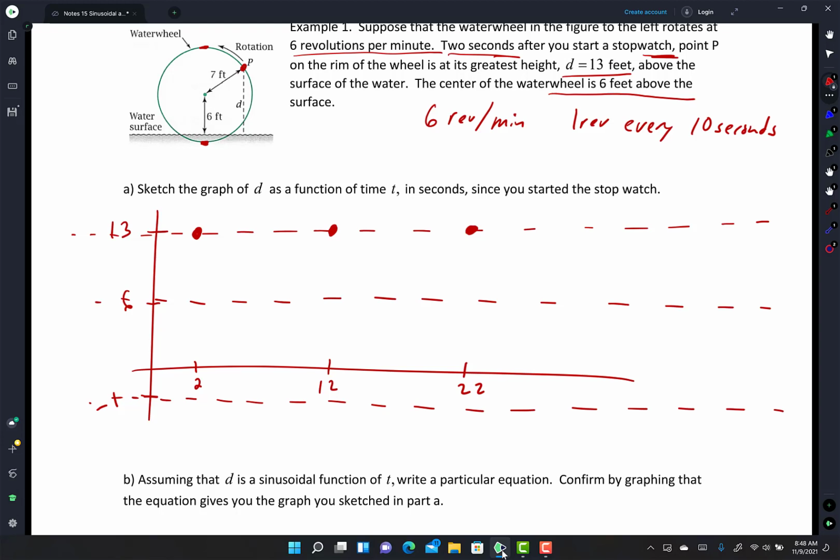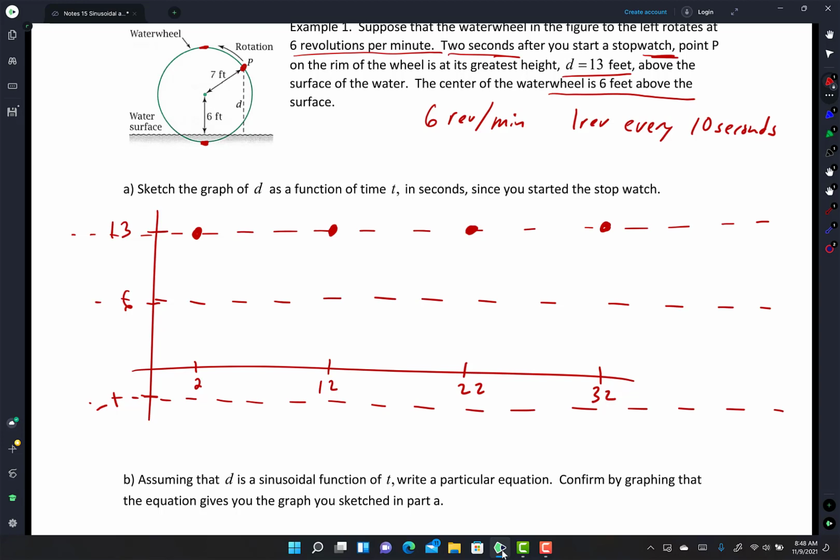Are we still okay? I can write more peaks if you want to see more. I can put another one right here. It just depends how many you want to see. You know what I mean? If you want to see the whole minute, you can put 6 peaks.